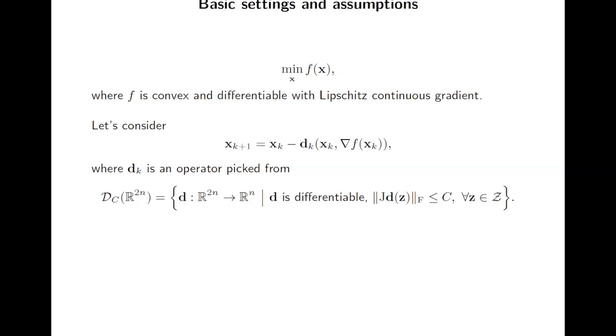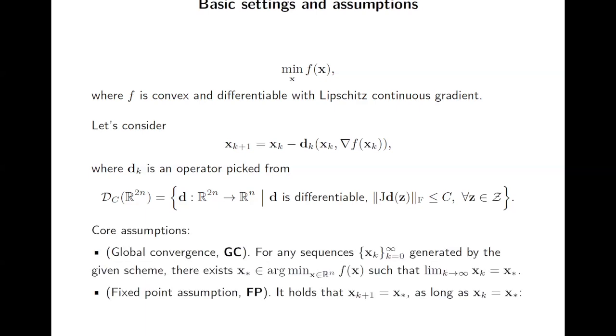We assume that dk is continuous, and also differentiable, because if we train the algorithm, we require the operator to be differentiable. The core assumption is that the algorithm converges to one of the minimizers of f(x). So there exists an x star that is a minimizer of f(x), and xk converges to x star. We also assume that if xk is already x star, the next iterate will be fixed, because it's already the optimal solution. These are the core assumptions.